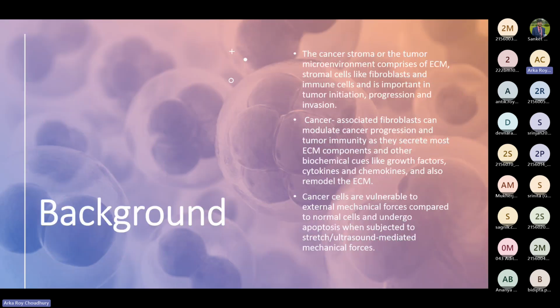Moving forward, a little bit of background about my project. We know that the cancer stroma, or the tumor microenvironment, comprises ECM, stromal cells like fibroblasts, and immune cells, and it is very important for tumor initiation, progression, and also tumor invasion. The fibroblasts in the tumor stroma are called cancer-associated fibroblasts, and they can modulate cancer progression as they secrete most of the ECM components.